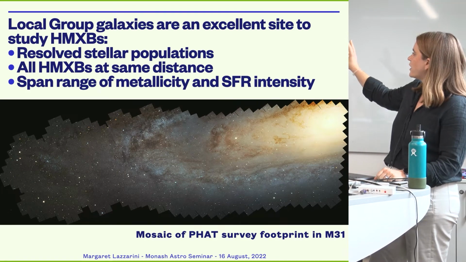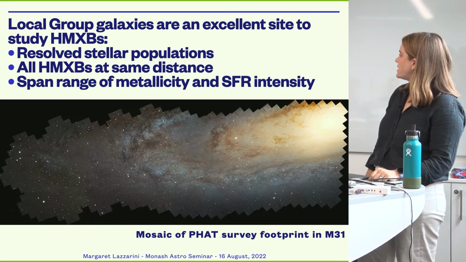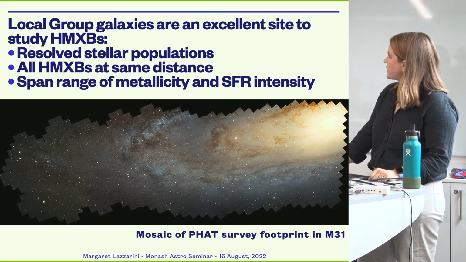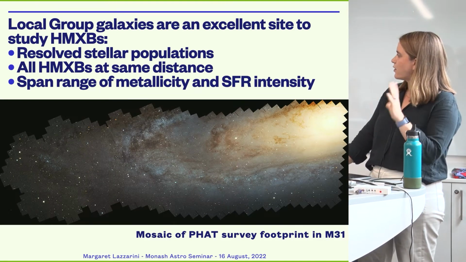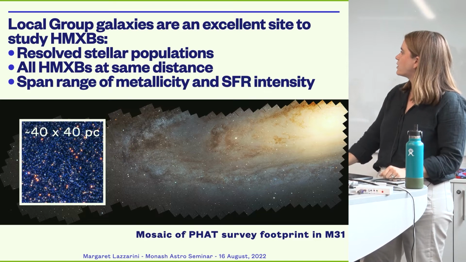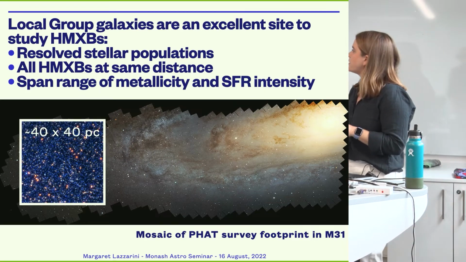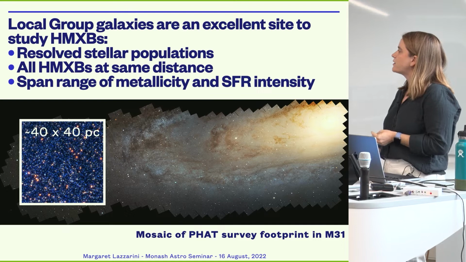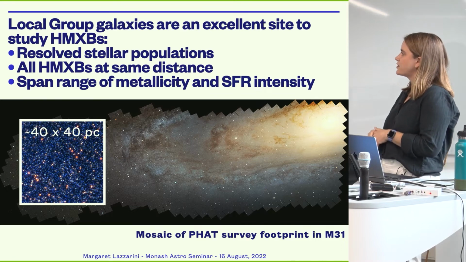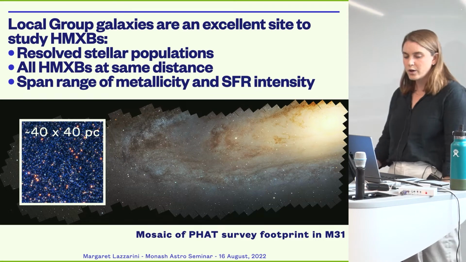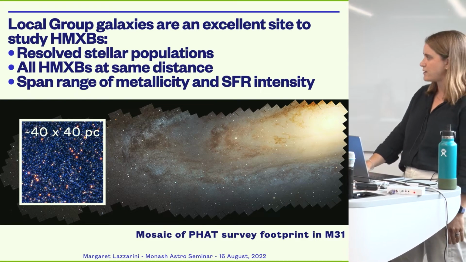I'm showing here a mosaic of the FAT survey footprint in M31, and just to show how we can go from this picture and then how close in we can zoom. This is the scale of the zoom in that we do to identify high-mass X-ray binary companion stars. So we're zooming into a roughly 40 by 40 parsec region of that galaxy.